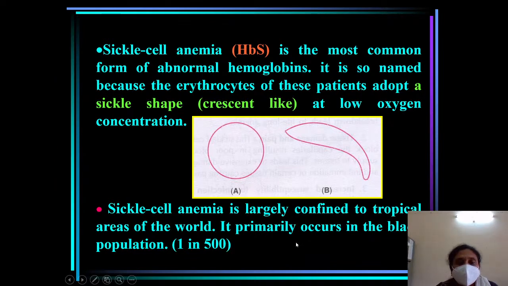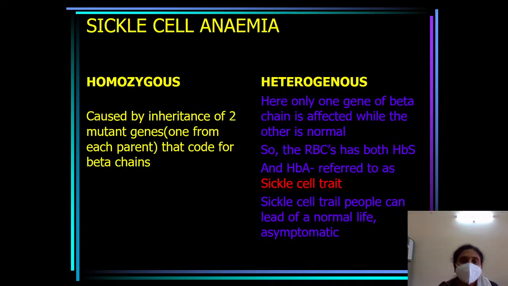Now, the sickle cell anemia. HbS is responsible for sickle cell anemia. Its occurrence is quite common. It is largely found in tropical areas of the world, and it primarily occurs in the black population. Now here, sickle cell anemia is of two types, homozygous and heterozygous. HbS is responsible for sickle cell anemia, and it could be seen in homozygous and heterozygous forms.